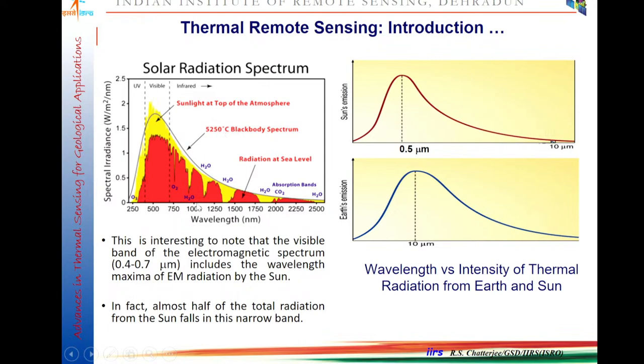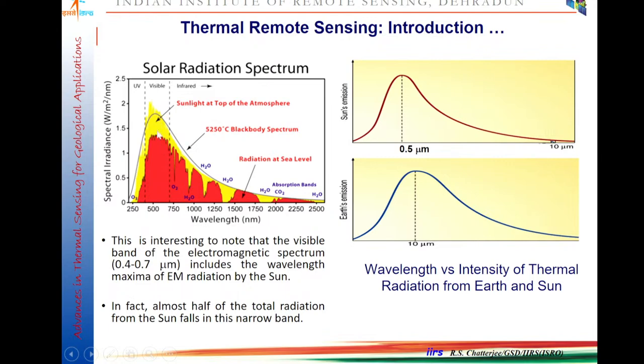But if you go down to sea level, that means on the Earth's surface, then you see your thermal radiation spectrum, something like this, in red color.